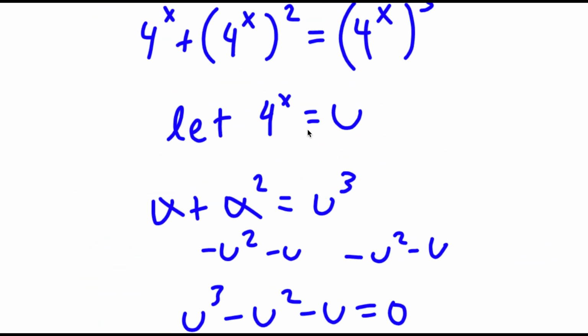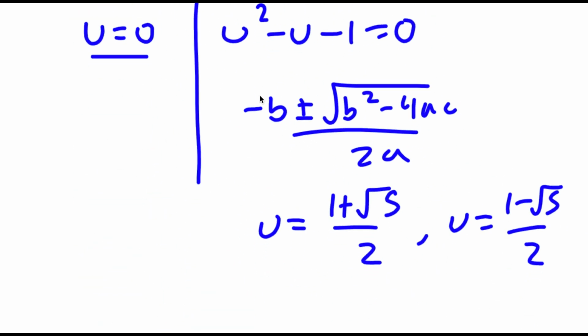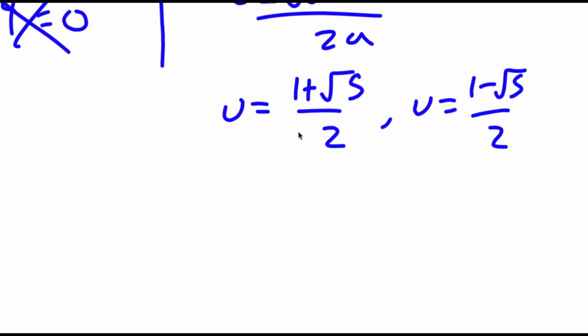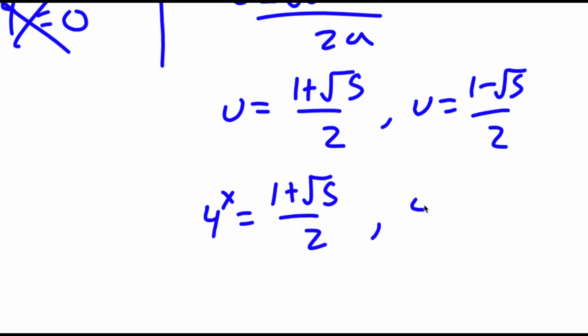So now, remember how we set 4 to the power of x equal to u. So first, I have 4 to the power of x equals 0, and there's no solution to this because you can't take the power of a number and make it equal to 0. So now I have 4 to the power of x is equal to (1 plus the square root of 5) over 2, and 4 to the power of x is equal to (1 minus the square root of 5) over 2. Well, 1 minus the square root of 5 is going to be a negative number, and you can't take the power of a positive number and make it negative, so this is no solution as well.